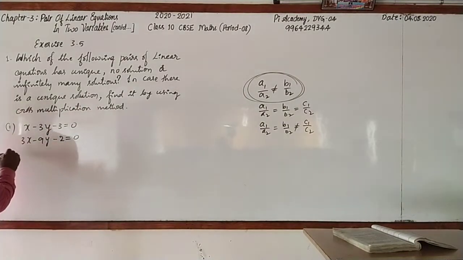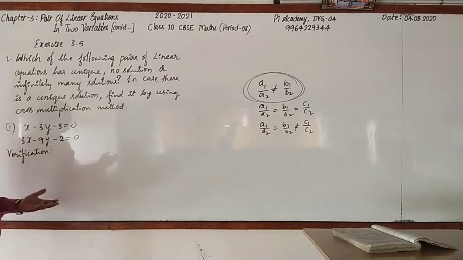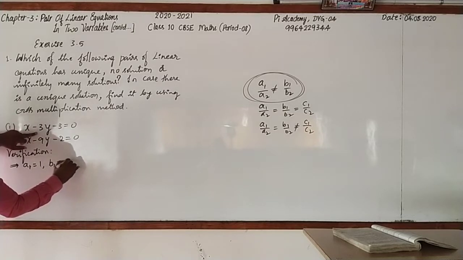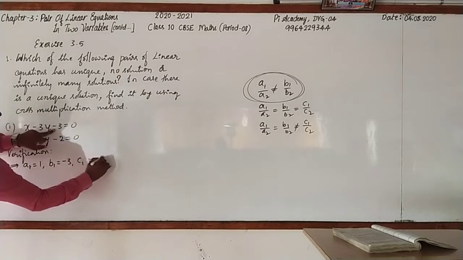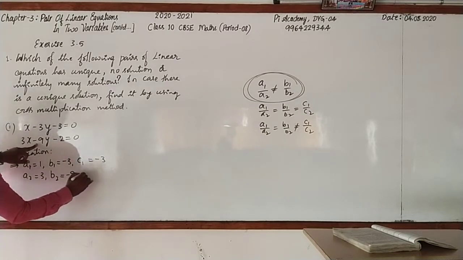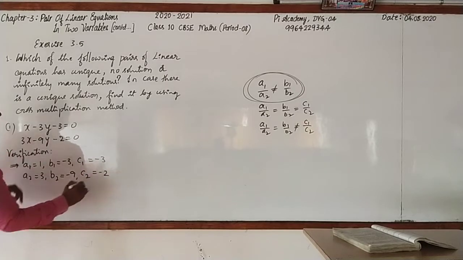Okay, now let's move on to this. First, let us verify them. Verification. The given equations are already in standard form, so no problem at all. Directly we can go for writing all the coefficients. What is A1? It is 1. B1 is minus 3. C1 is also minus 3. Then A2 is 3. B2 is minus 9. And C2 is minus 2.